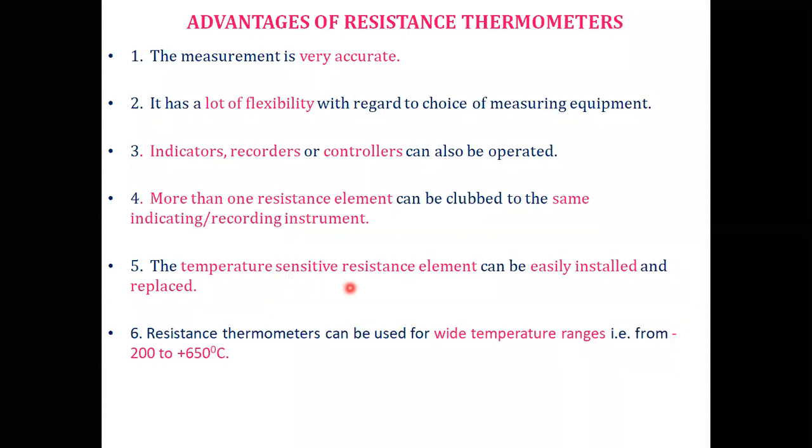The temperature sensing resistance element can be easily installed and replaced. The resistance thermometer can be used for wide temperature ranges from 200 degrees centigrade to 650 degrees centigrade. We can use this resistance thermometer in that range.